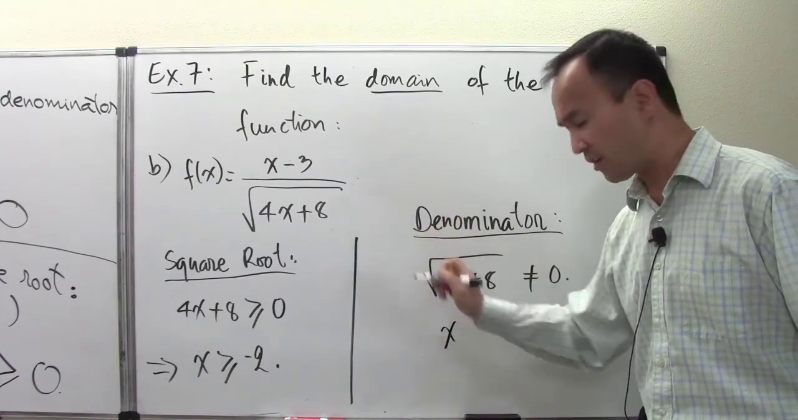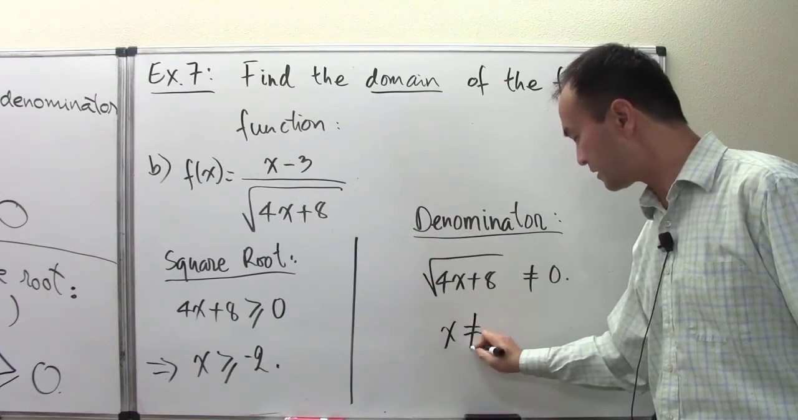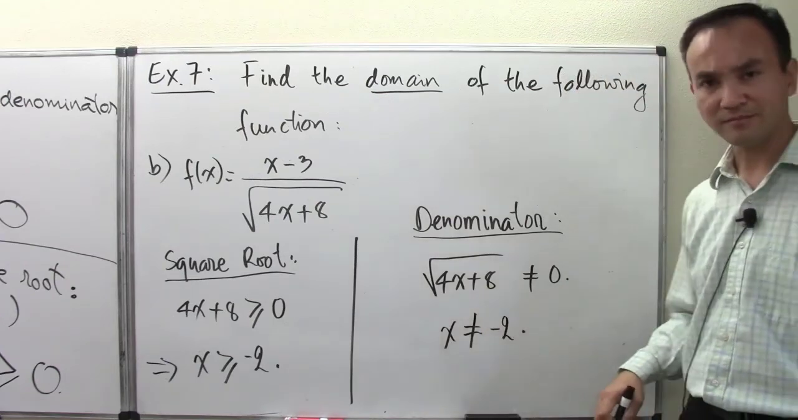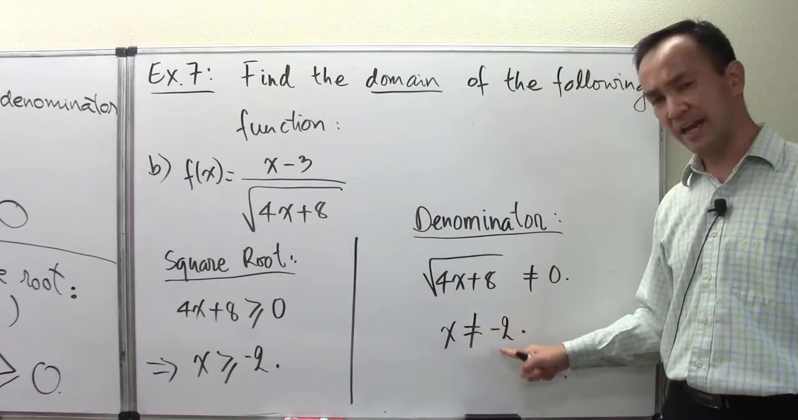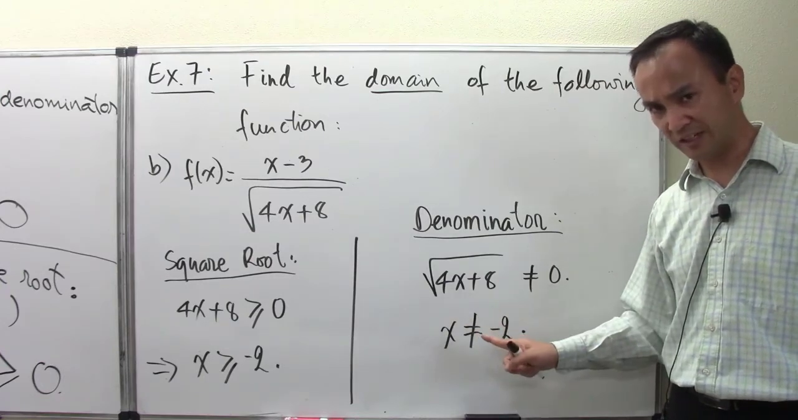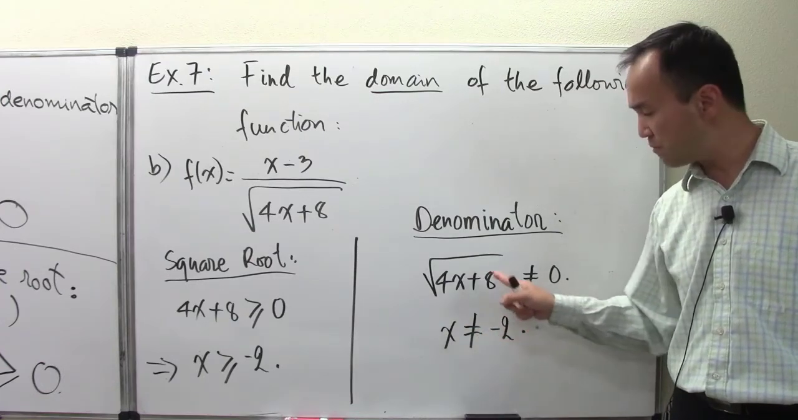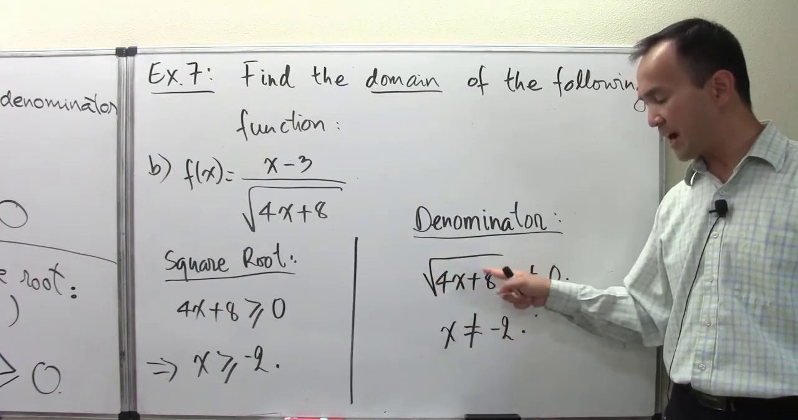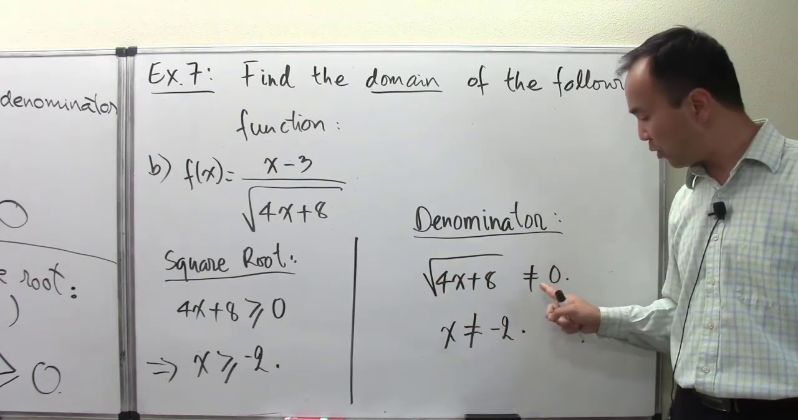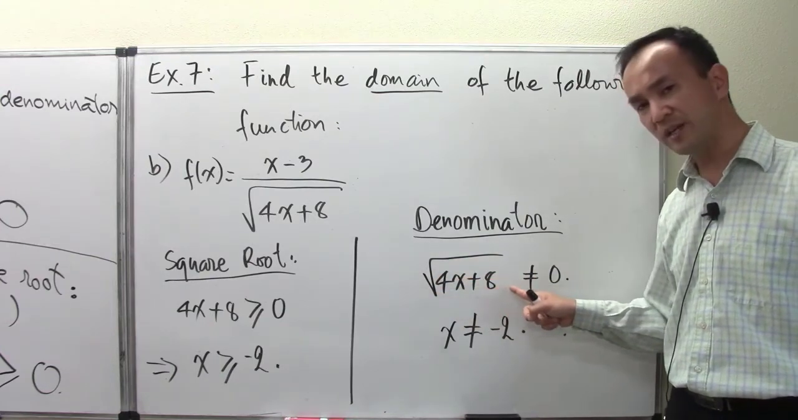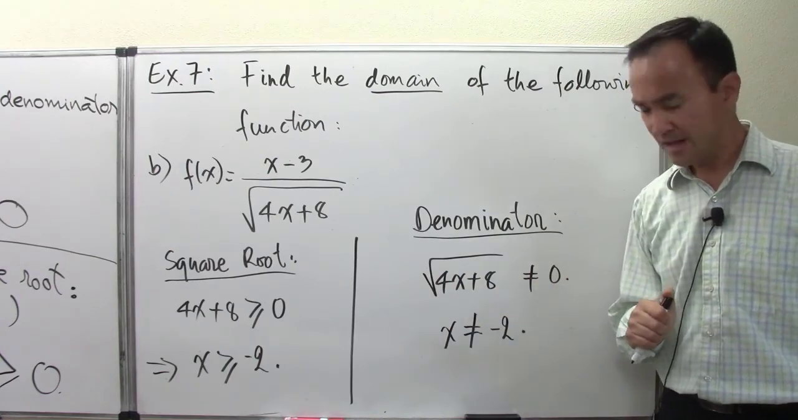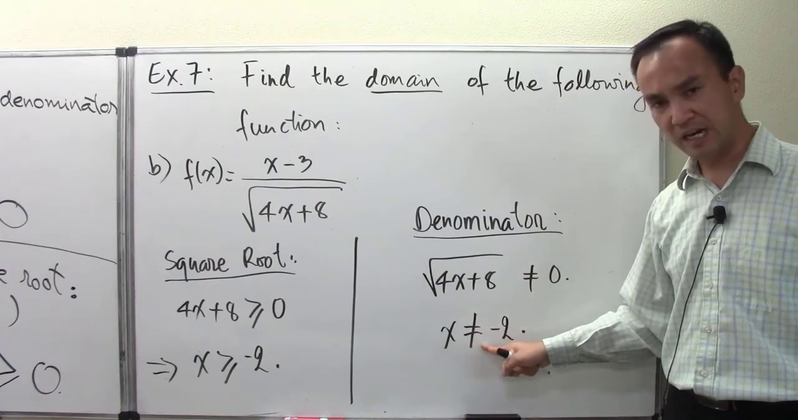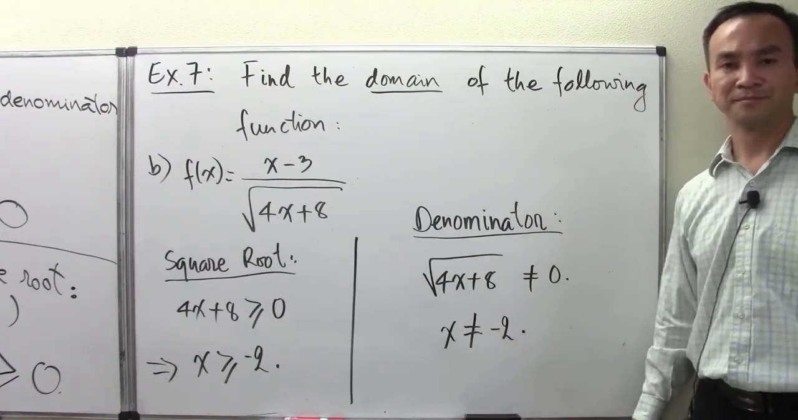But now, for the domain, we need x to be other than -2. So we have another requirement. We need x to be other than -2, because from what we've solved earlier, x equals -2 will make the square root of 4x plus 8 equal 0. But now we want the square root of 4x plus 8 to be not equal to 0. And so in that way, x has to be other than -2.